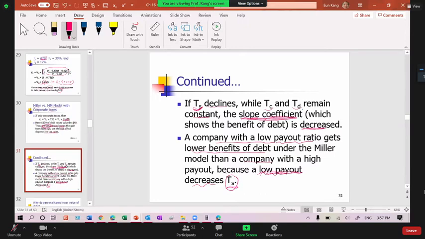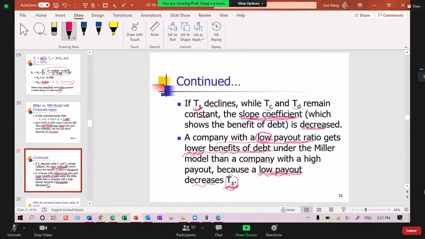But if you pay a low dividend, then the benefit of equity is higher, and the benefit of debt is lower, right? Lower benefit of debt under the Miller model. So the low payout decreases TS.